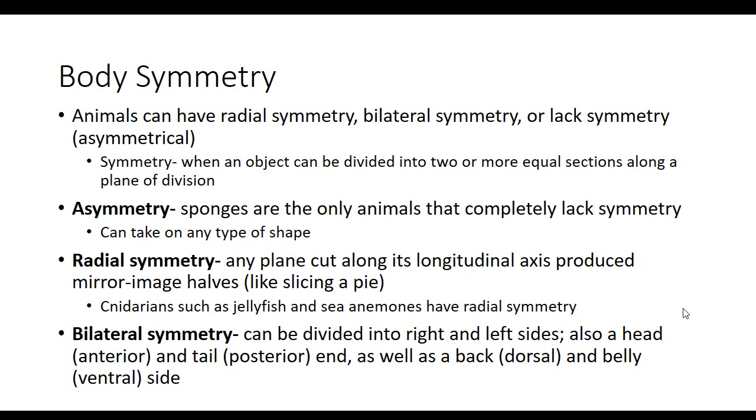And bilateral symmetry, that's what most animals like us have. There's left and right halves that are mirror images of each other. And most animals with bilateral symmetry also have a head end and a tail end.